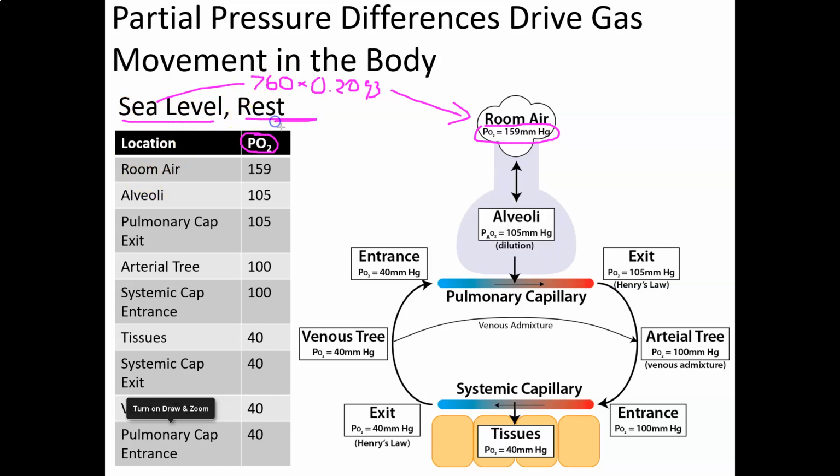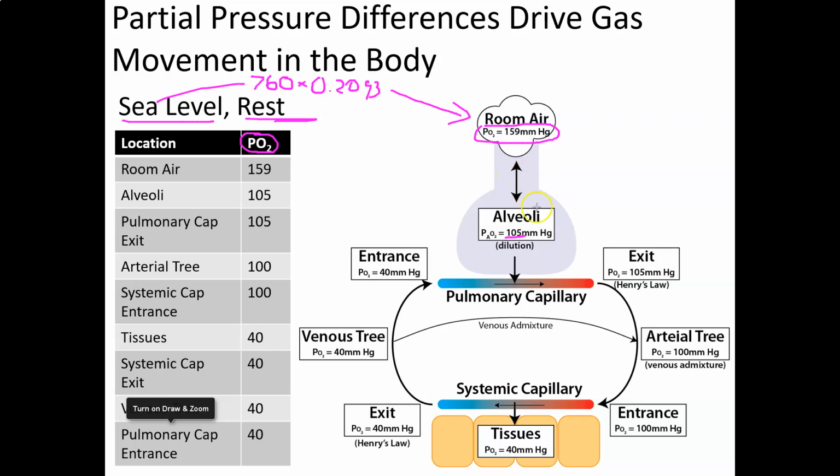The resting is important because that tells us what's happening in terms of metabolism and what's happening at the tissue level. So as we breathe in this air and exchange it with our lungs, that's called ventilation. As the oxygen goes into the alveoli, notice we go from 159 to 105. So what happens is the oxygen gets diluted as it moves into the alveolar spaces.